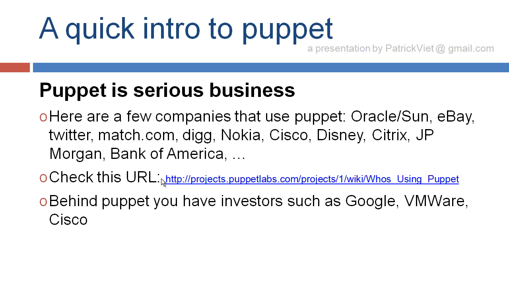Puppet is serious business. Here are a few companies that use Puppet: Oracle, Sun, eBay, Twitter, Match.com, Digg, Nokia, Cisco, Disney, Citrix, JP Morgan, Bank of America. You can just check this URL, it's updated very often and always growing. Behind Puppet, you have investors such as Google, VMware, and Cisco.